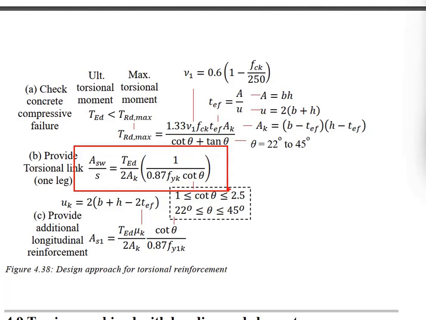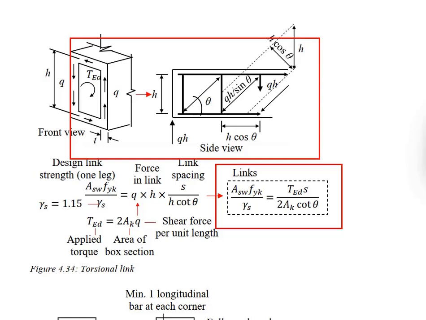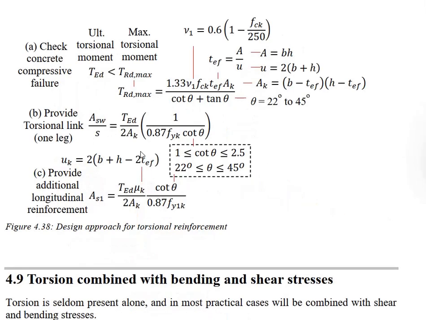Where do you get this formula? This is obtained from the derivations of the imaginary truss model. Just that you need to rearrange the formula. Move the spacing to one side, and then move the design strength and partial factor of safety to the other side. Rearrange it, leaving you this formula.